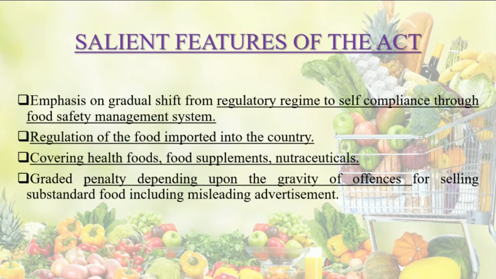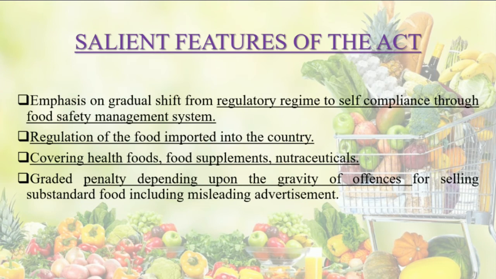So now if I talk about salient features of the FSS Act, we can say that the Act emphasized on making a food safety management system. The main focus of the Act is to make the systems in such a way that at each and every stage of food manufacturing, food safety can be ensured. So the main emphasis of the Act is to make a food safety management system so that at every step of the manufacturing of the food product, food safety can be ensured.